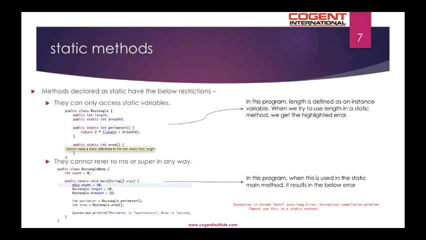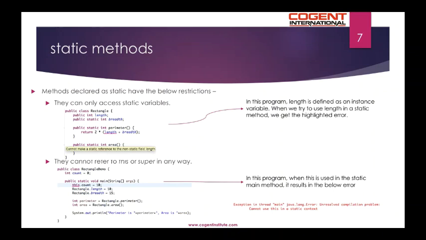As we have seen in the first Java program that the main method was declared static so that the JVM need not create an object and the main method can be directly called. But there are some restrictions that apply on static methods. That is, the static methods can access only static variables. So in this program, length is defined as an instance variable. When we try to use the length in a static method, we get the error that says cannot make a static reference to a non-static field length.